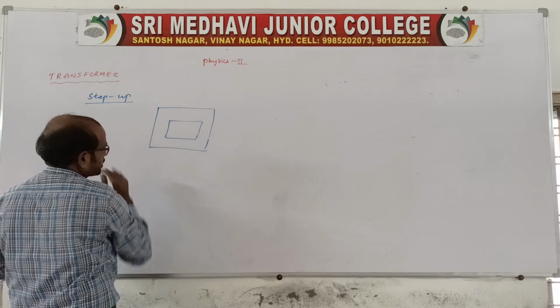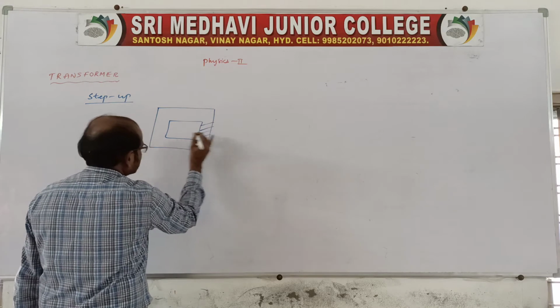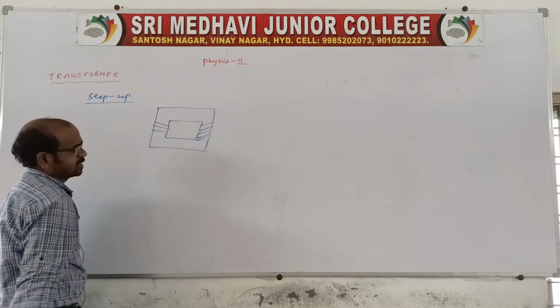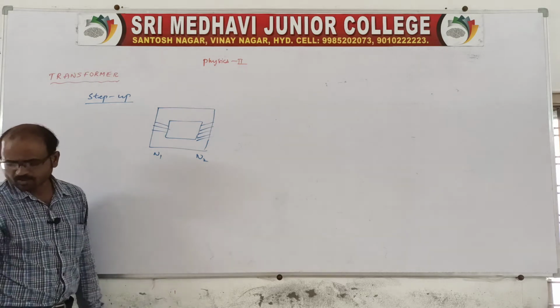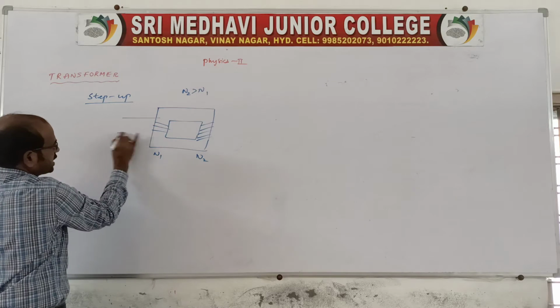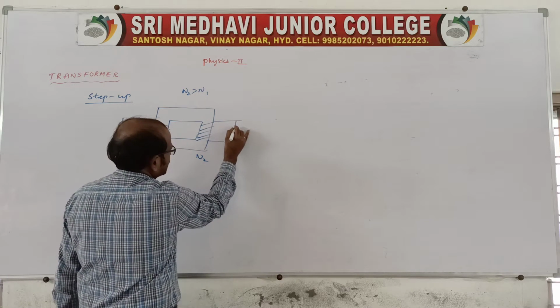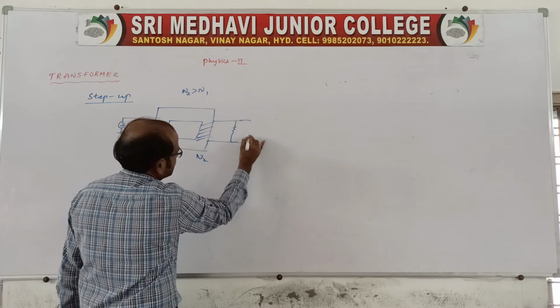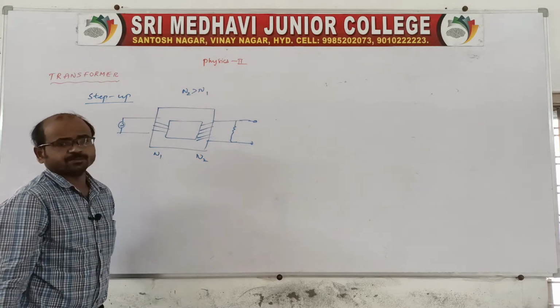In the case of a step up, the number of turns in the secondary is greater than the number of turns in the primary. Say N2 for the secondary and N1 for the primary. So the condition is N2 greater than N1. We can connect a load resistance RL. In a step up transformer, N2 must be greater than N1.